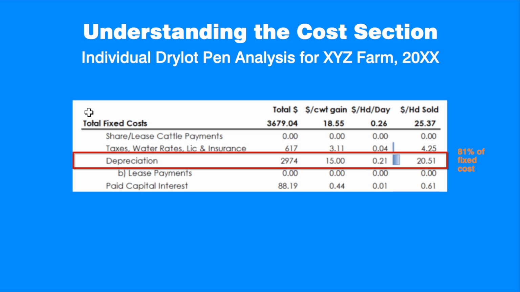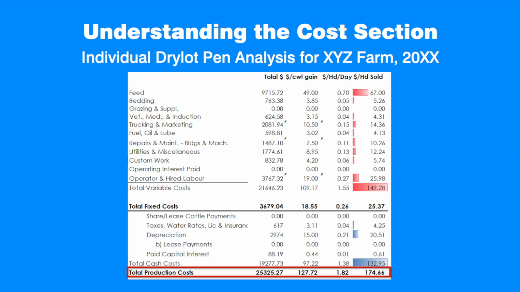AgriProfits uses the straight line method to calculate the depreciation costs for buildings and machinery, and then allocates a proportion to a specific pen based on the number of head days of use for the facilities. Together, the variable and fixed costs account for $127.72 per 100 pounds of gain.